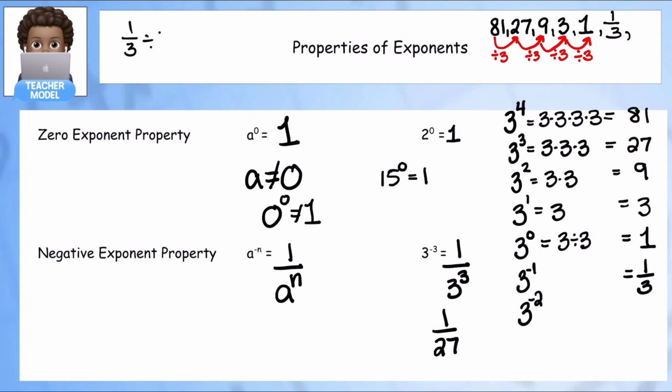1/3 divided by 3. So we keep the first one, change it to multiplication, and we're going to multiply by the reciprocal, which is 1/3. So look at that, math marbles. This is the same as 1/3 times 1/3, or 1/3 to the second power. You can see it. And so that pattern continues.